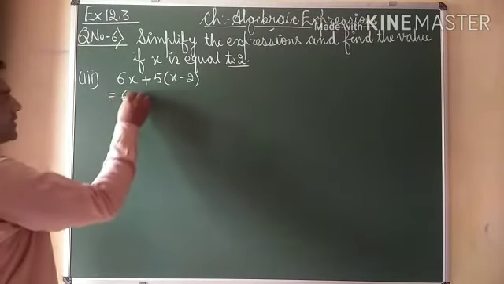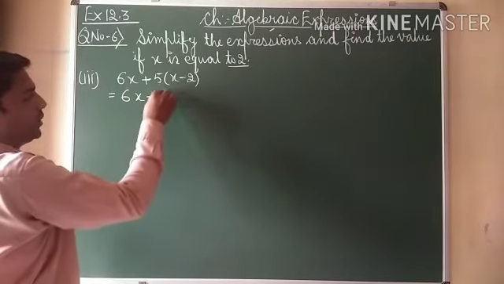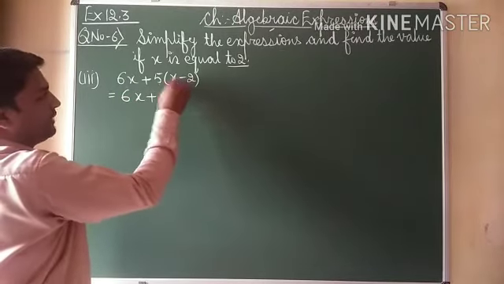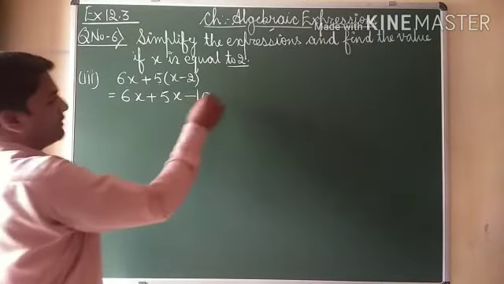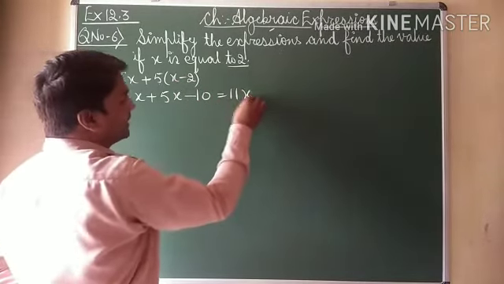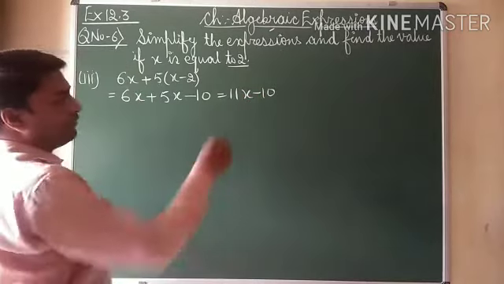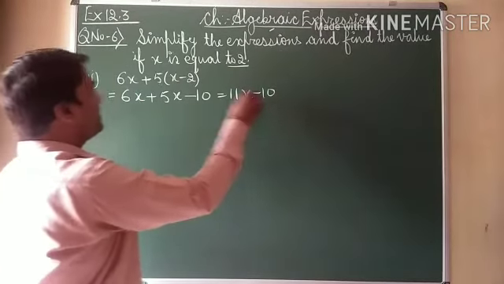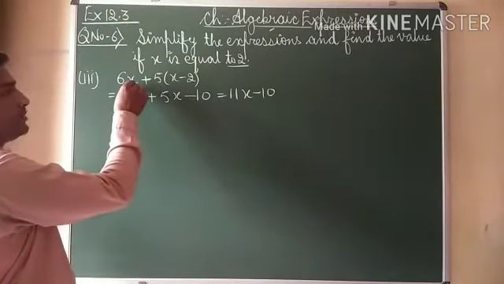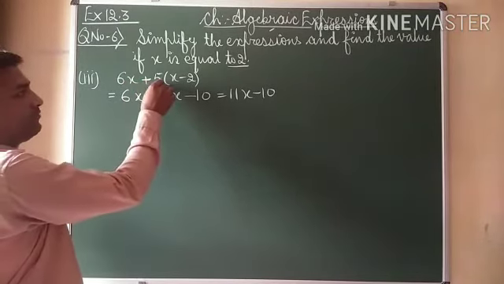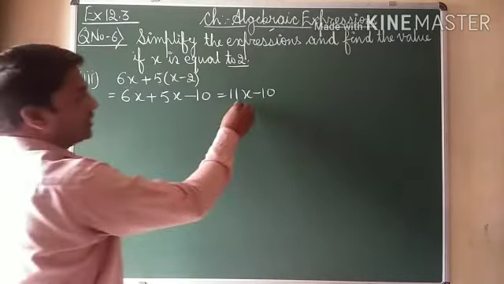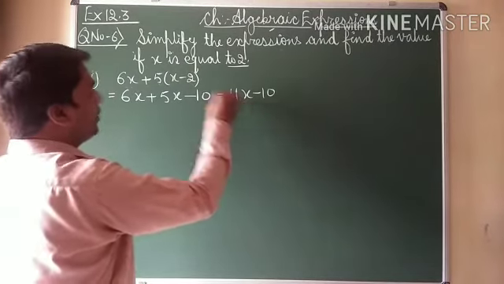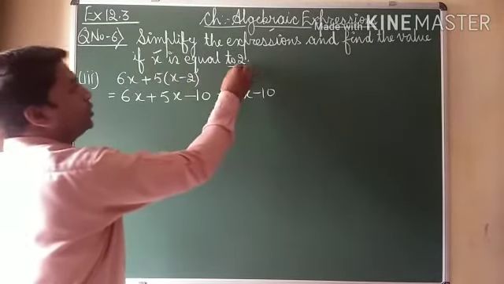We get 6x plus 5 into x, 5x, 5 into minus 2, minus 10. Now 6x plus 5x is equal to 11x and then minus 10. Therefore 11x minus 10 is the simplified form of the algebraic expression 6x plus 5 into x minus 2. Now we have to find the value of the simplified form at x equals 2.